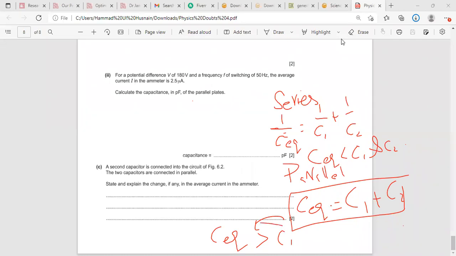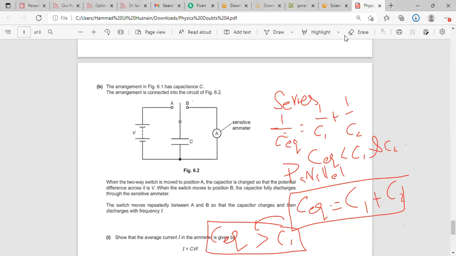So it means if we connect more capacitance in this circuit, current will be more. Why? Because there will be more charges stored on the capacitor. So more charges can flow through this ammeter. So it means that more current will be flowing through this, right?